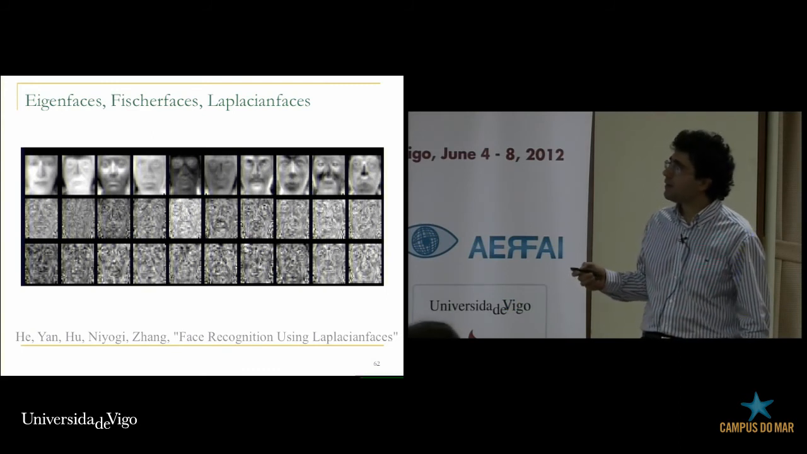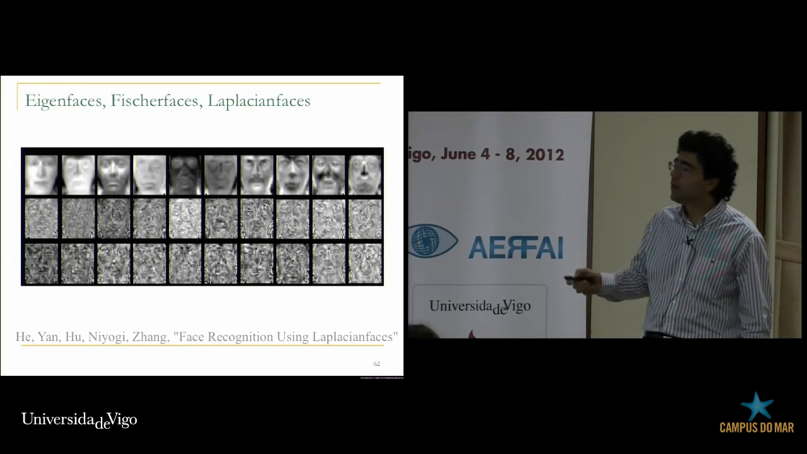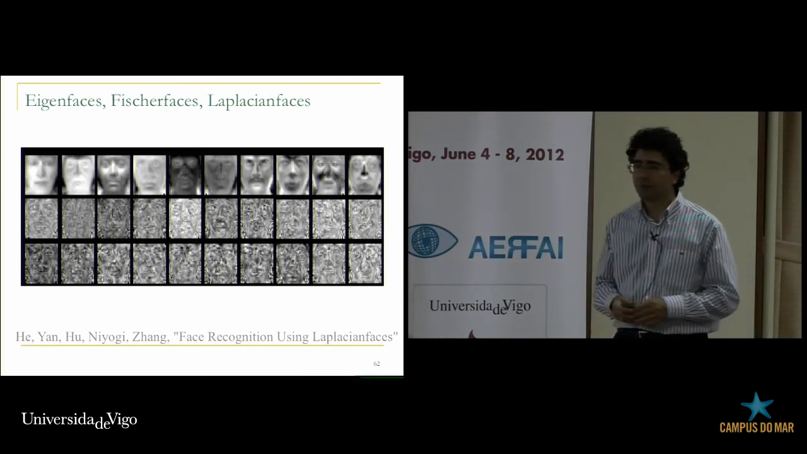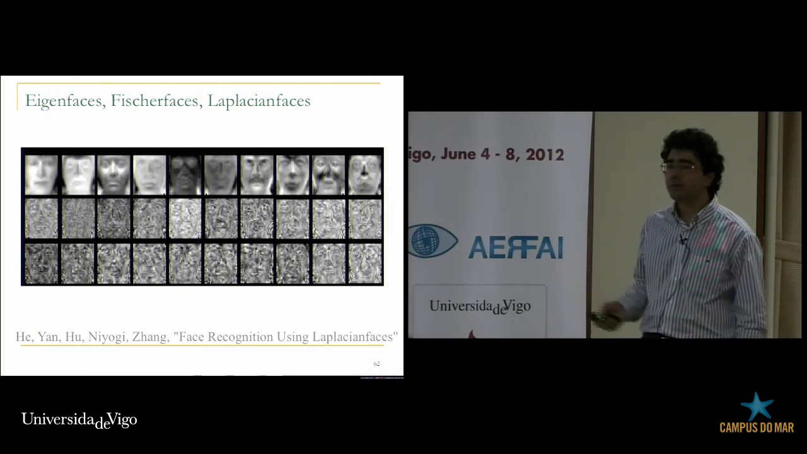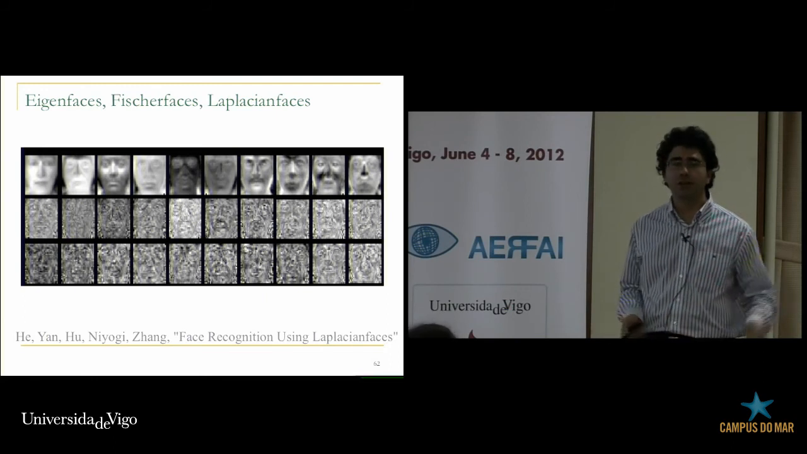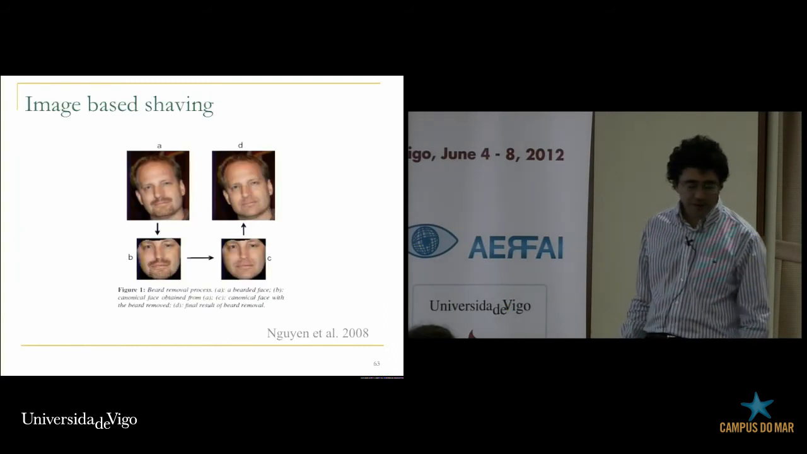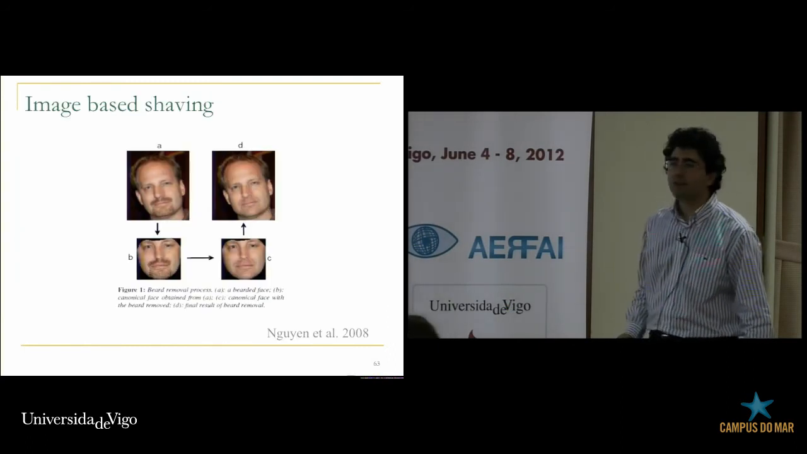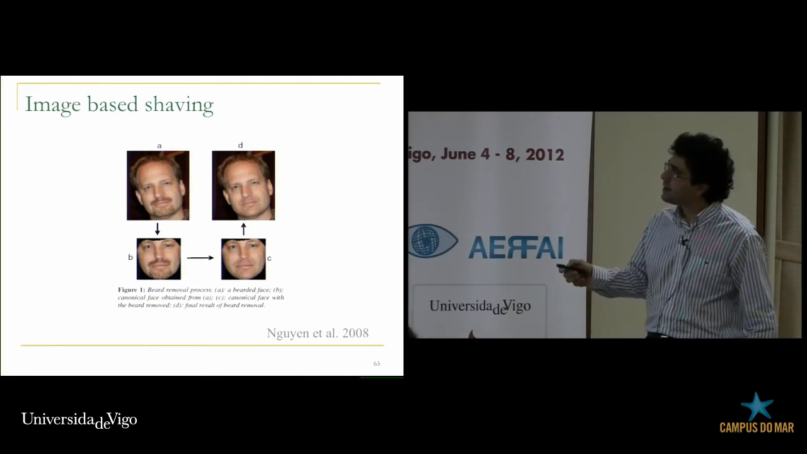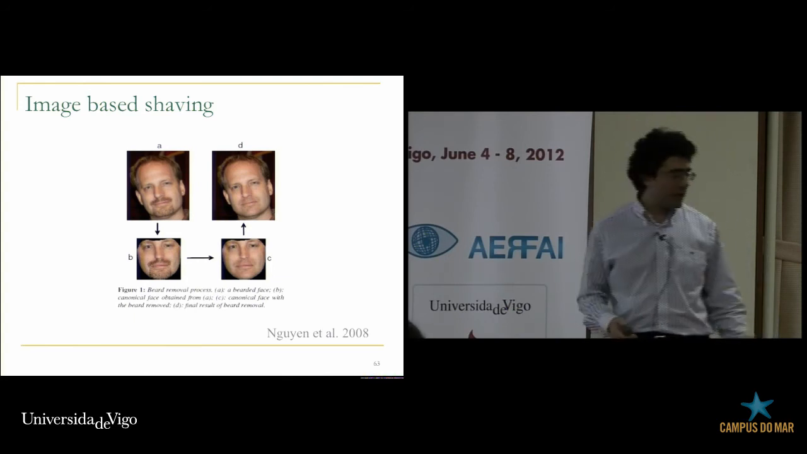But then you have LDA or Laplacian-based transformations that don't quite produce face-like vectors. But still, if you use all of them and you use a coefficient matrix, you can reconstruct any sample in that high-dimensional space. Now, a nice thing that you can do with this kind of transformation is image-based shaving. So I can remove your beard by doing some transformations with this method. Can you imagine how I would do that?